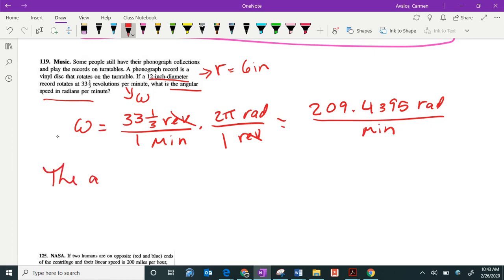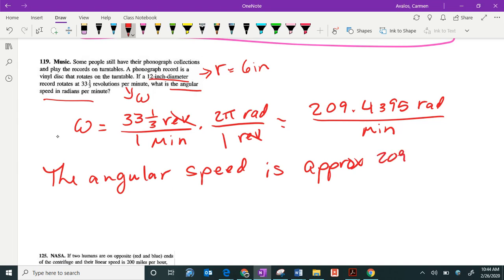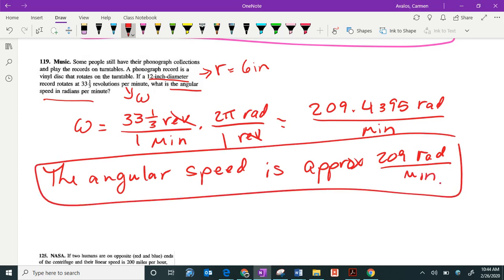So the angular speed is approximately 209 radians per minute. And that's what we get there.